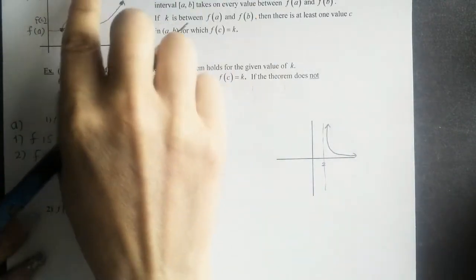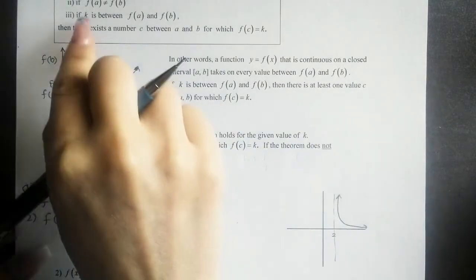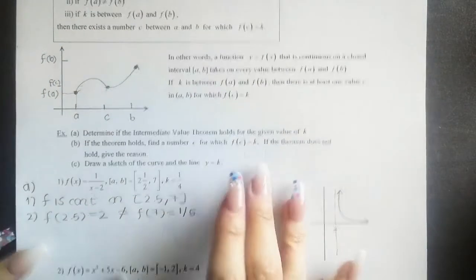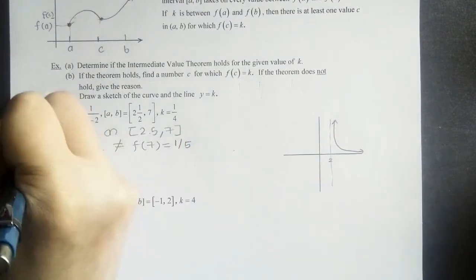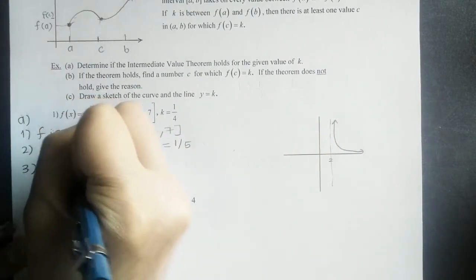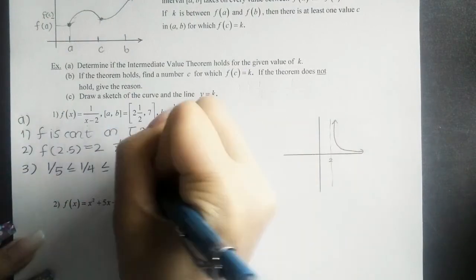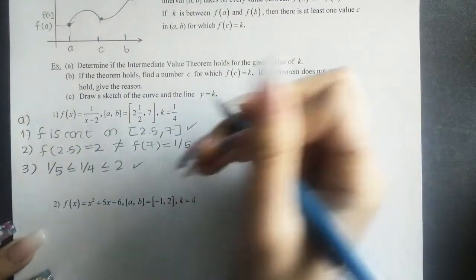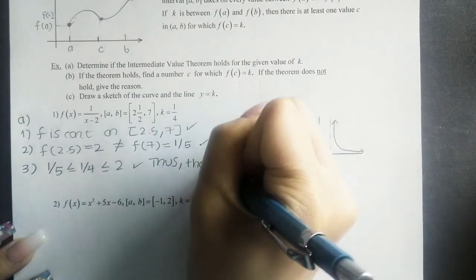Condition number 3 of the IVT is if k is in between these two. So what's your k in this situation? K apparently is 1/4. So is 1/4 in between 1/5 and 2? Absolutely. So this is true, this is true, and this is true. Thus, the IVT holds.